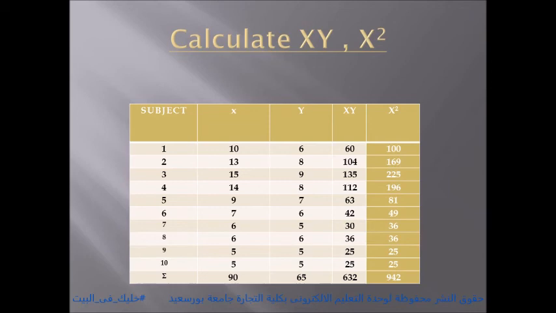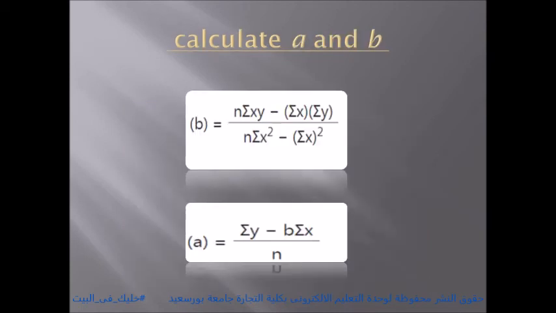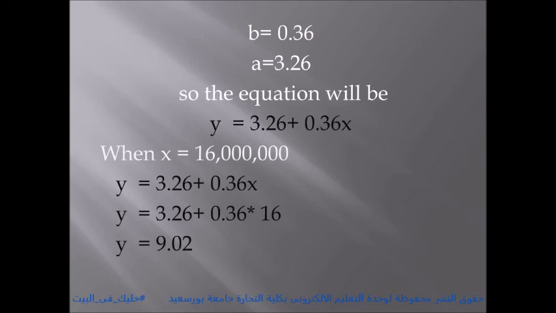So we will use these values, summations of x, y, xy, x squared, and substitute in the following formulas for b and a. By substituting, we will find the b value equals 0.36, and the a value equals 3.26. So the equation will be y equals 3.26 plus 0.36x. So we have the equation.